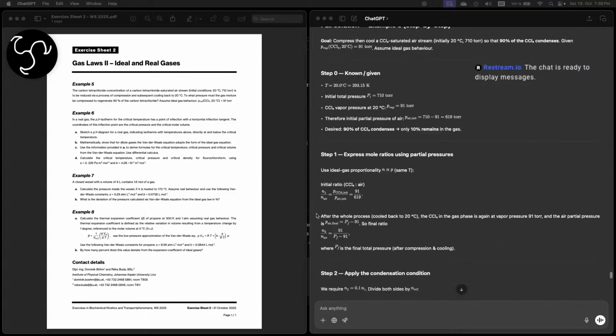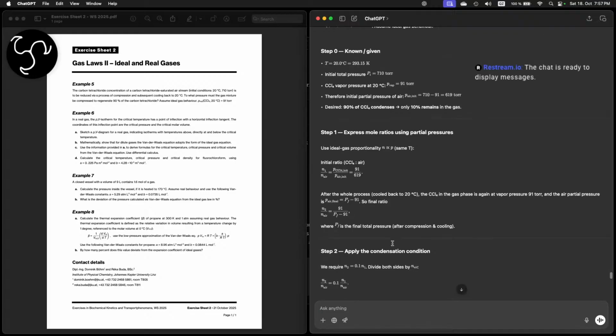Okay. After the whole process cooled back to 20 degrees, CCl4 in gas phase is again at vapor pressure, 91 torr. The gas phase is again at vapor pressure. And the air partial pressure is final pressure minus that. So the final ratio. Why do we have this ratio? Oh, we're only talking about CCl4 in air or in gaseous state, okay?